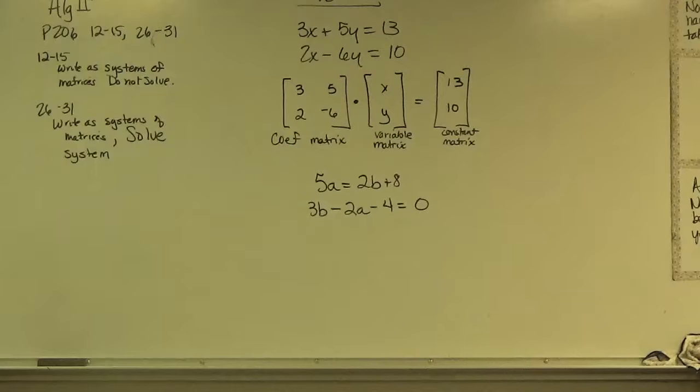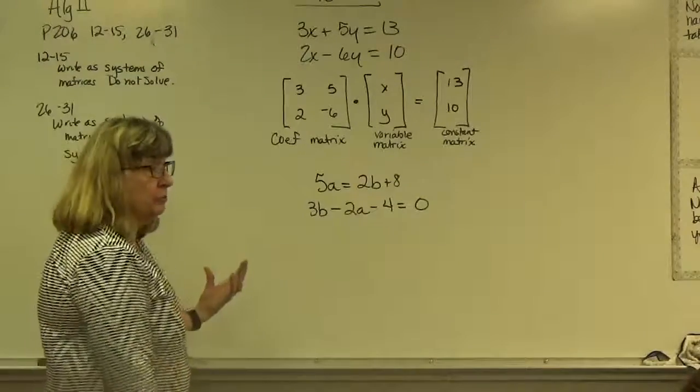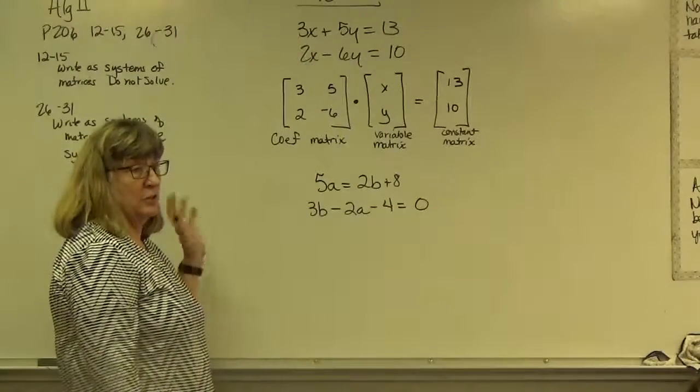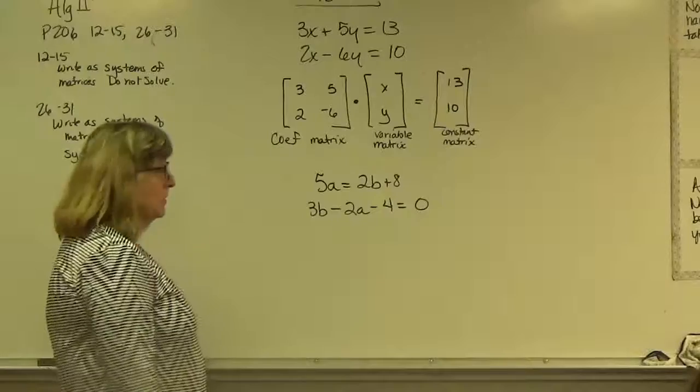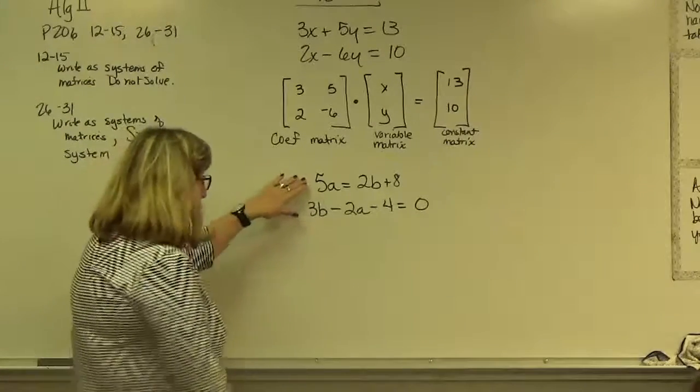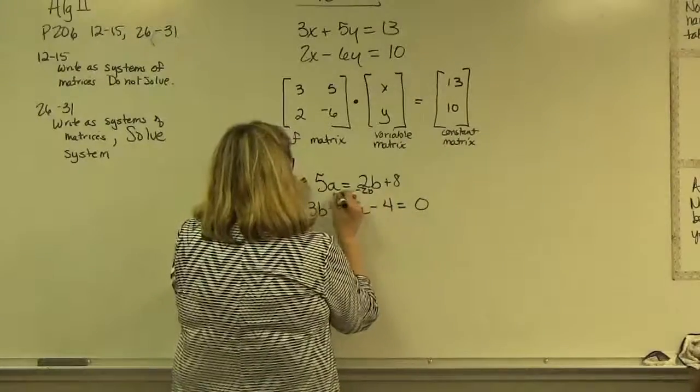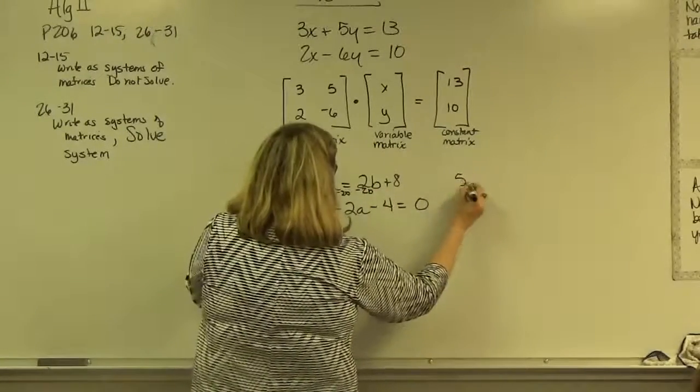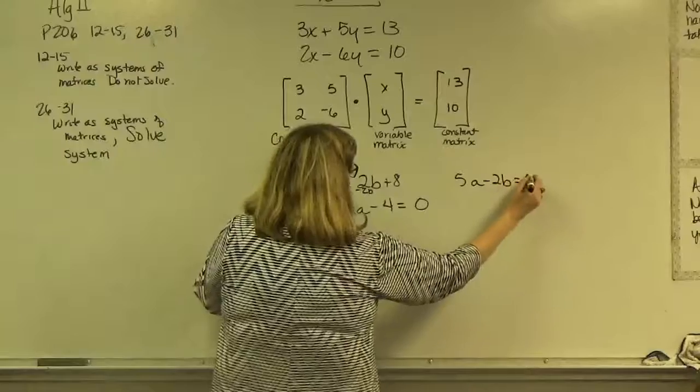Now my next example, there's something wrong. What's wrong to begin with? What do you guys notice? You have to have the constant by itself. Right, it's just like with Cramer's rule. Your variables have to be on one side and your constant has to be on the other side. So we have to get that done. So what would I do to get 5a? Subtract 2b, so it's over with the a? That becomes 5a minus 2b equals 8.